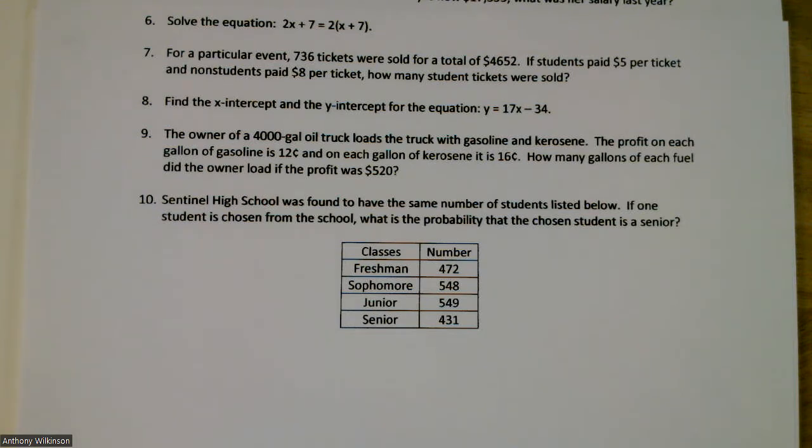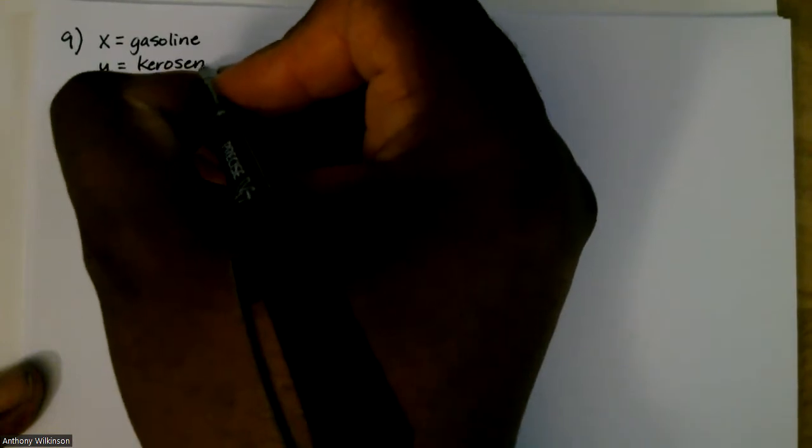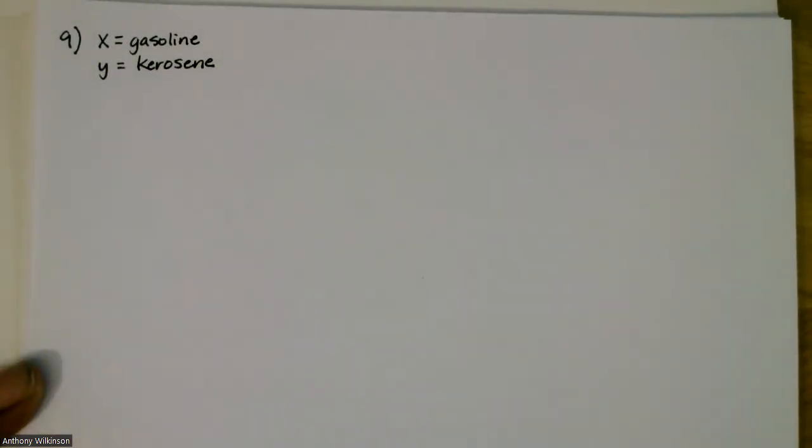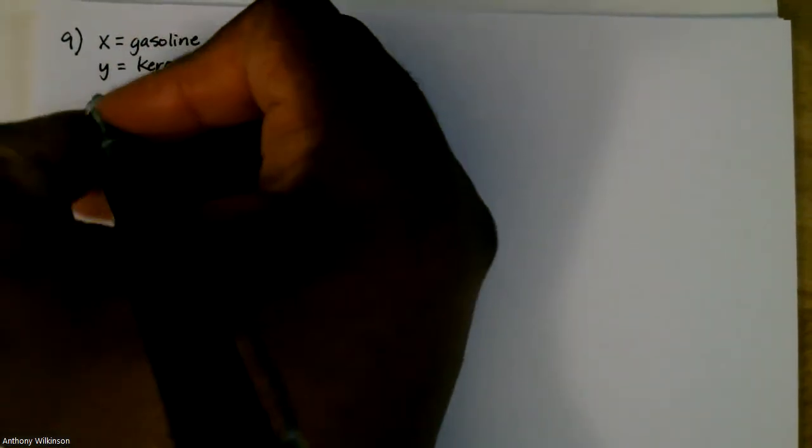All right, so we have two equations that we're going to have to set up. One is the number of gallons of gasoline and the number of gallons of kerosene equaling the 4,000. So here I'm going to let X be the number of gallons of gasoline, and Y will be the number of gallons of kerosene. And we know that the number of gallons of gasoline plus the number of gallons of kerosene has to equal 4,000. So one equation is X plus Y is equal to 4,000.